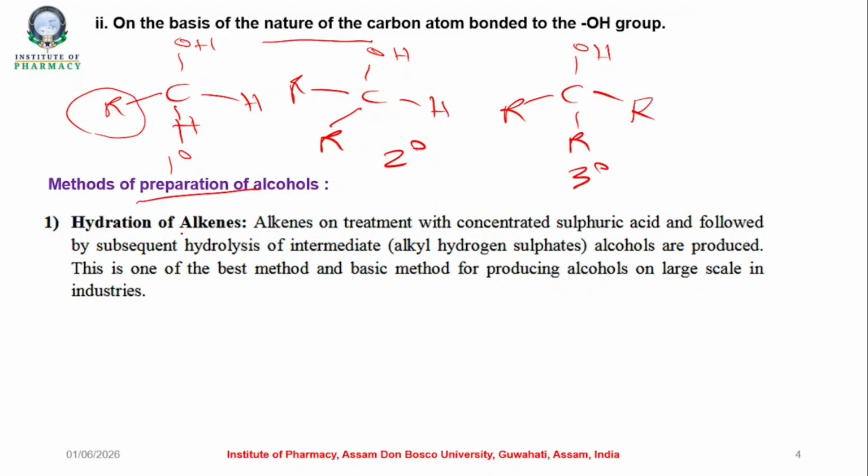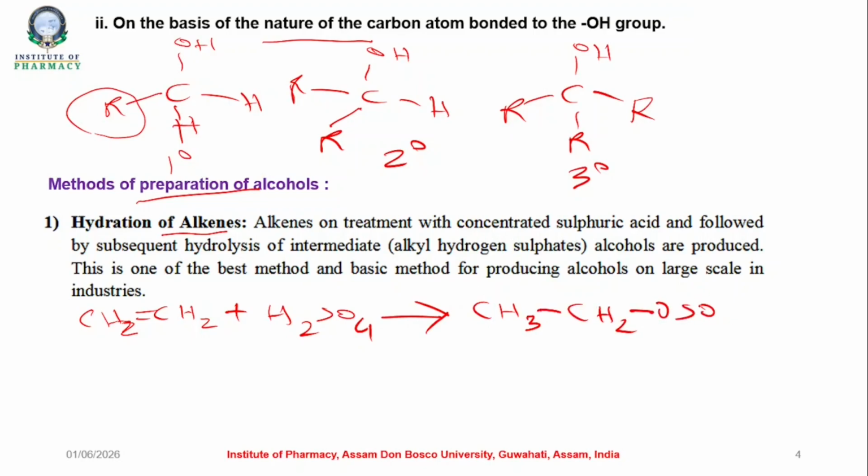Now let's discuss the various methods of preparation of alcohols. The first method is the hydration of alkenes. For this purpose we react an alkene with concentrated sulfuric acid. If we see an example, we can take ethene. Let us take ethene here, and we will react it with sulfuric acid. So this will give, so this is one example.